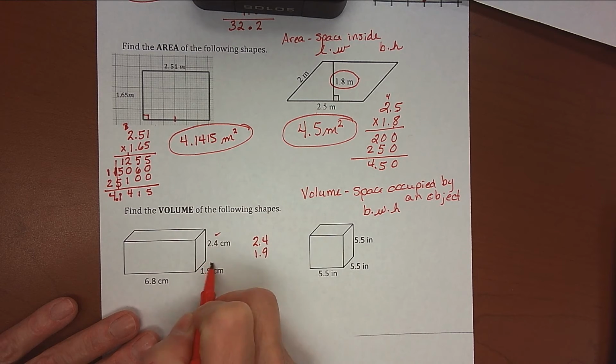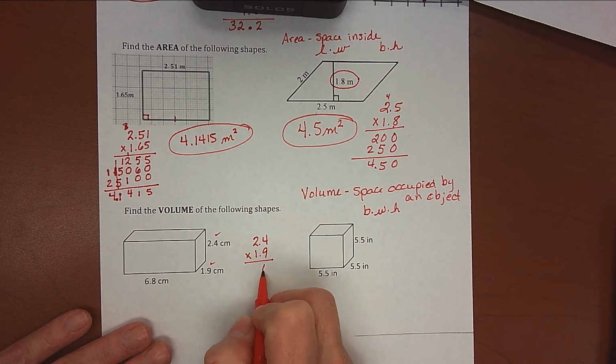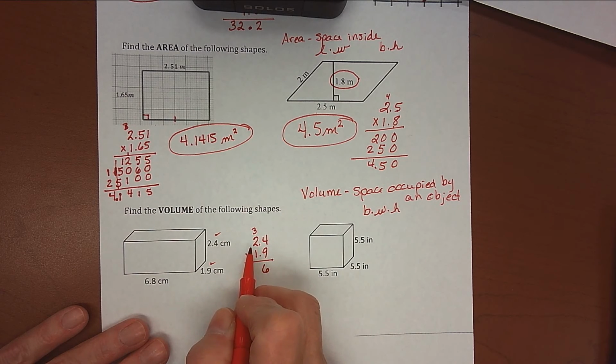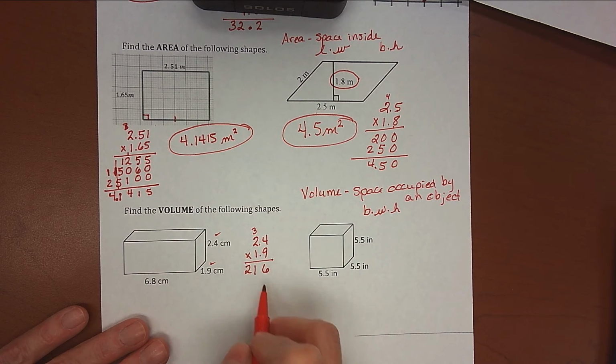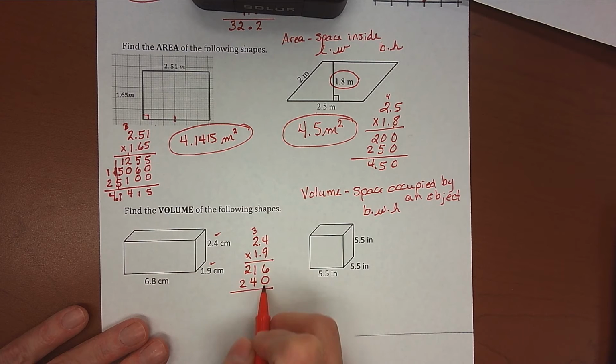Just put a little check there so I know I've done those 2. 9 times 4 is 36. Put down my 6, carry my 3. 9 times 2 is 18, and 3 more is 21. Moving over a digit, add a 0. 1 times 4 is 4. 1 times 2 is 2. Add them up. 6, 5, 4. Place my decimal point. 1, 2, 1, 2.